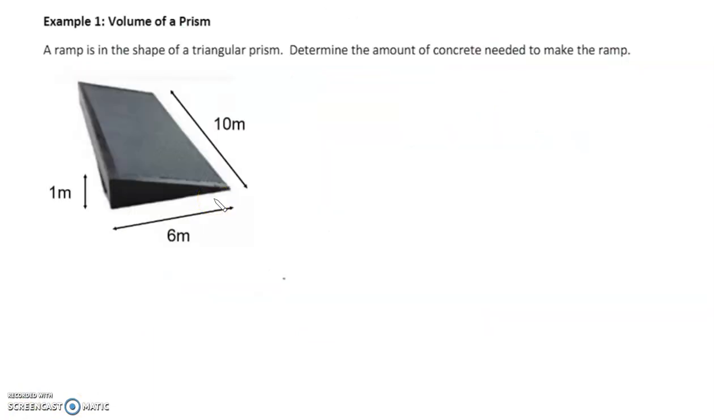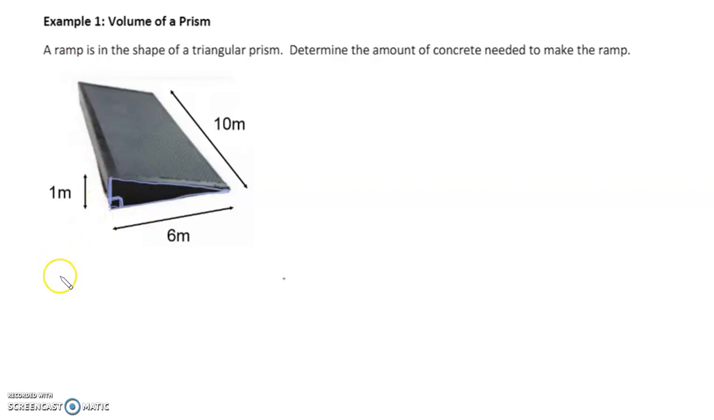Okay, example 1, volume of a prism. So a ramp is in the shape of a triangular prism. Determine the amount of concrete needed to make the ramp. So we have a triangle right here. I'm going to make it brighter. There we go. Okay, we have a triangle. These are going to be at 90 degrees. Okay, that's like an assumption that we can make.